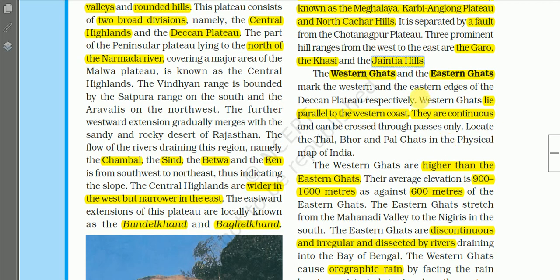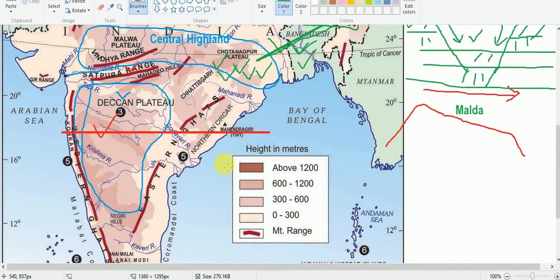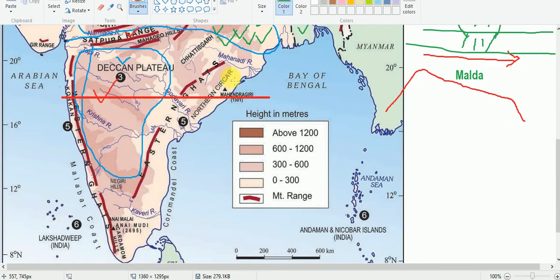Okay, let us continue. The Western Ghats and the Eastern Ghats mark the western and eastern edges of the Deccan Plateau respectively. As you find here, this Peninsular Plateau is bordered by two hill ranges. This is known as Eastern Ghats, and this is known as what? Western Ghats. As you see here, this is the peninsular part, this is the Western Ghat, and this is the Eastern Ghat.